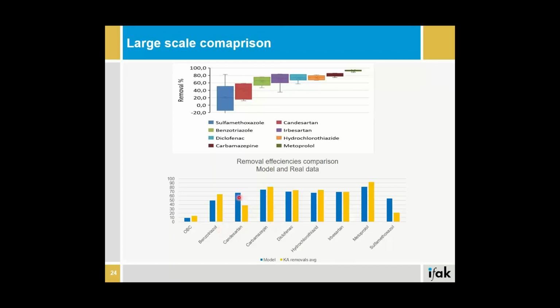And the model results deviate for candesartan, as you can see here, and sulfamethoxazole quite noticeably. This can be expected because if you look at the figure here, these are the average removal rates for 5 days. And we can see that for sulfamethoxazole and candesartan, the removal rates vary largely. So sometimes it's -10 and sometimes it's 50%. So that's why we have quite a deviation.